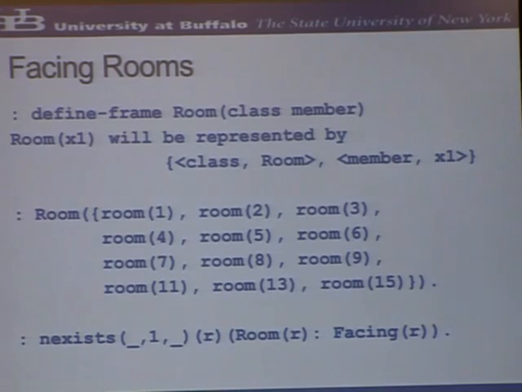So in designing this agent, I thought about what I would do in its situation, and I tried to create it to be like me. So we've got rooms. So the class of rooms, and all these things are rooms. And there's at most one room that it's facing at any time. It could be not facing a room at all, but at most one room. Okay.